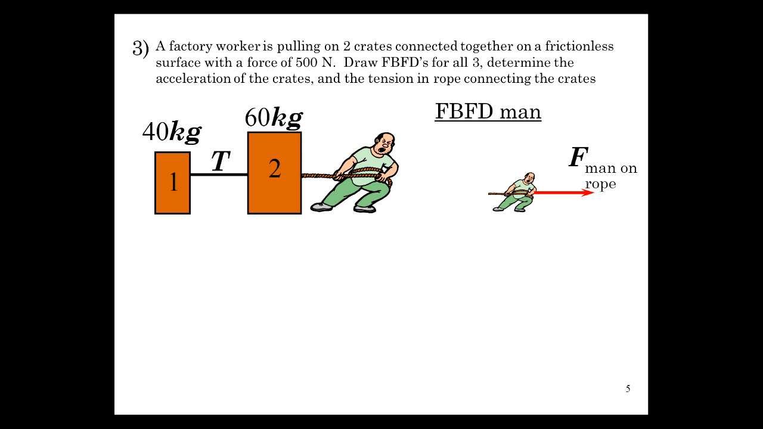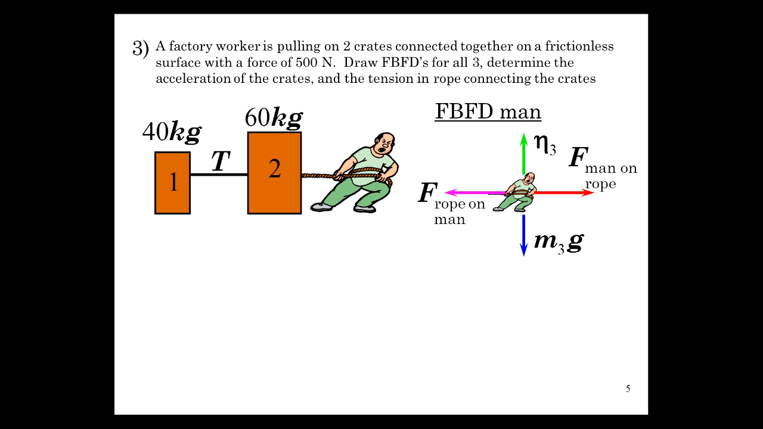This is the force of man on rope. Hopefully you'll agree with that. This is the force of the rope on the man. Rope is pulling on the man that way. Gravity and the normal force. Now one of these forces does not belong here. Can you guess which one it is? It's a real force, but it's not one of the forces that should be on the free body force diagram for the man. And that is the force that does not act on the man, which is this one here.